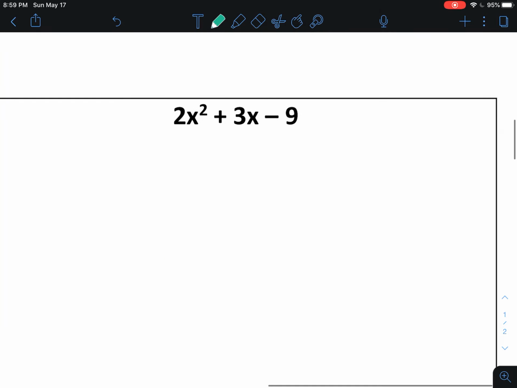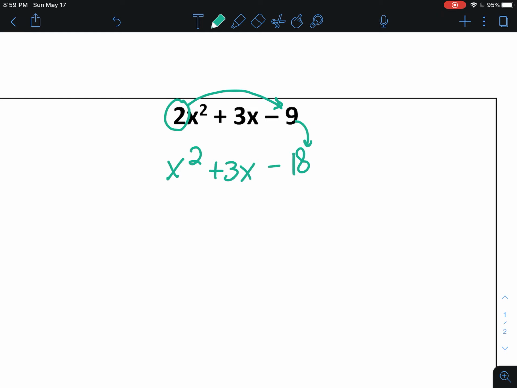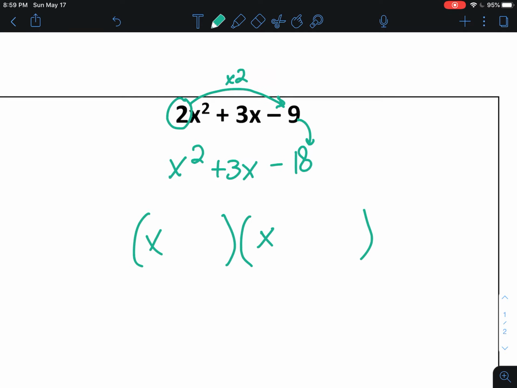Okay? So this time we have a 2 out front. We take that 2 and we multiply it by the last term. So it becomes x squared plus 3x minus 18. Because we took 9, multiplied it by 2, it became 18. From here we do our normal factoring. Okay, so we have x and we have x because now there's no a value. And then we need factors of 18. 1 and 18, 2 and 9, 3 and 6, and that's it.